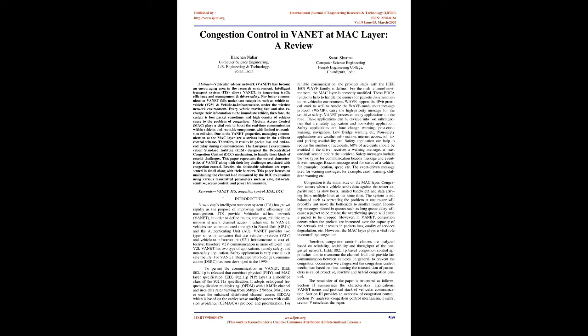Infrastructure is costly, therefore V2V communication is more efficient than V2I. VANET has two types of applications, namely safety and non-safety applications. Safety application is very crucial as it saves lives. For VANET, Dedicated Short-Range Communication, DSRC, was developed in the 1990s. To permit the communication in VANET, IEEE 802.11p is released that combines physical, PHY, and MAC layer specifications.